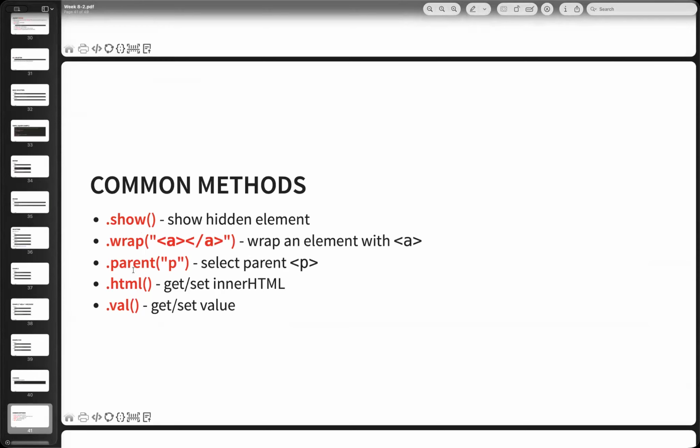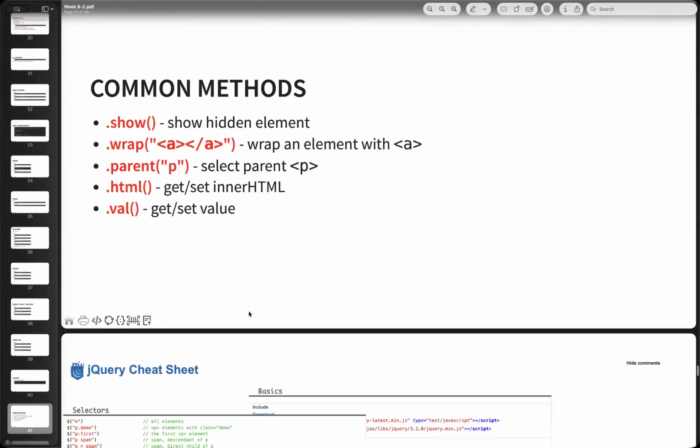And also the parent. We want to select the parent node. In this case the paragraph will be the parent. Sometimes we want to get or set the inner HTML. If you remember, inner HTML is the inside of the tag, the contents. If we want to get or set the values, we can use val, right here. So these are pretty common methods we can use for jQuery.